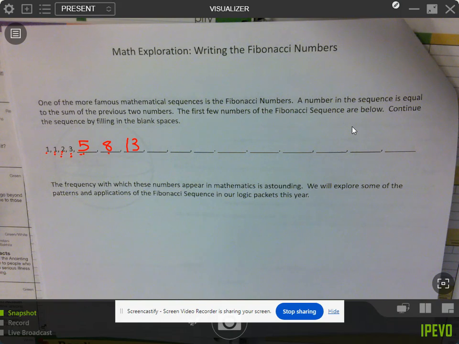So continue on. The frequency with which these numbers appear in mathematics is astounding. We will explore some of the patterns and applications of the Fibonacci sequence in our logic packets. So we're going to see this more, just like we've seen Pascal's stuff in logic. Now we're going to see some repeating Fibonacci stuff. We're going to be working with his numbers. Next page.